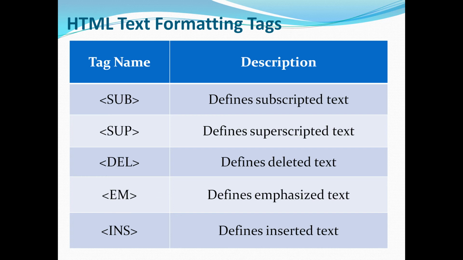Next, some other tags, again 5 tags. One is sub, S-U-B. In some cases, if you want to display a subscript, for example x of 2, for a particular text, we use the sub tag. The sub tag is used to display the text as a subscript.